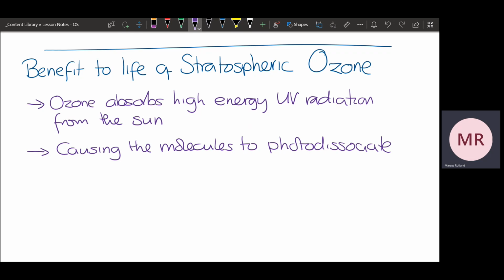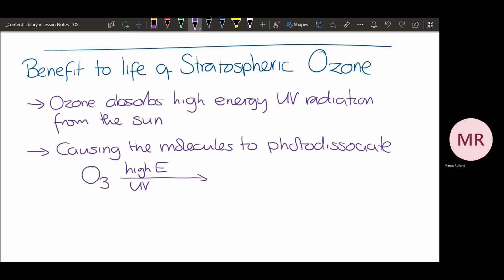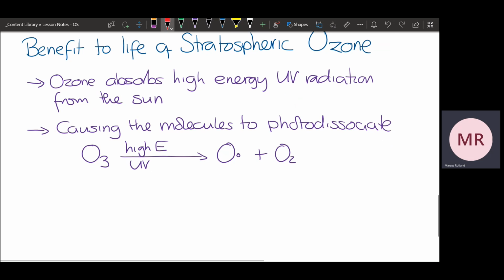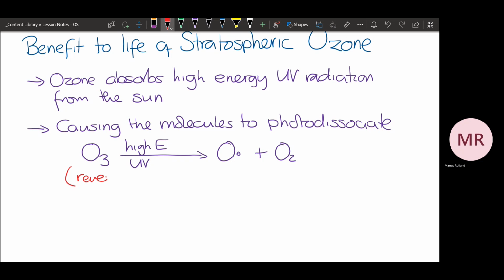So we can write an equation for that very simply. It's the reverse of step 2 in how ozone forms. It splits it to give an oxygen radical and an O2. So this is the reverse of the ozone formation reaction.